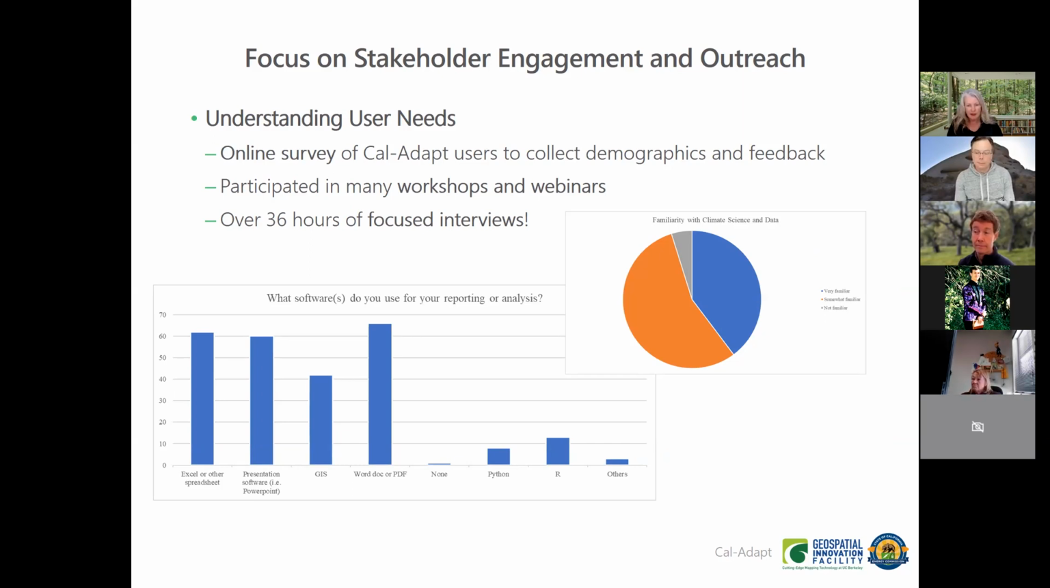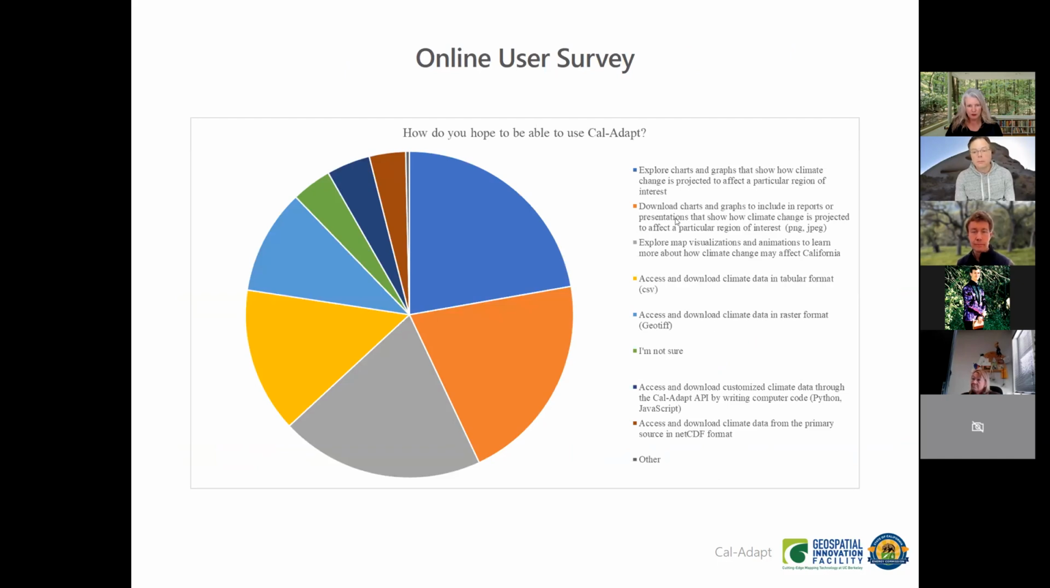So we've really been gathering a lot of information from people on how they are using CalAdapt and how they would like to use it in the future. So some of that information includes finding out how familiar folks are with data science. So a lot of our users are fairly familiar with climate science. Not a lot of expert users.